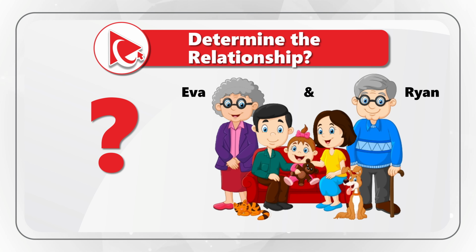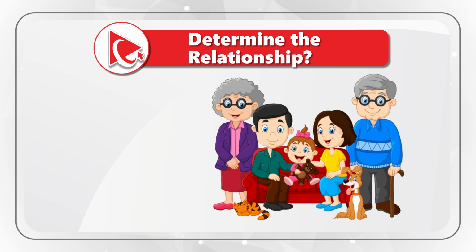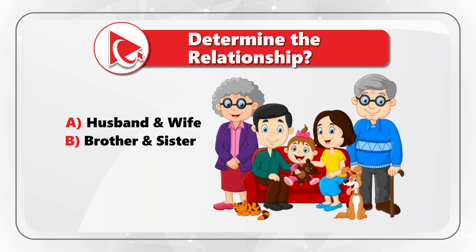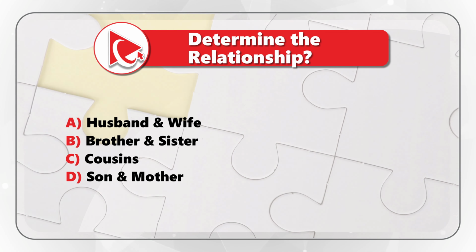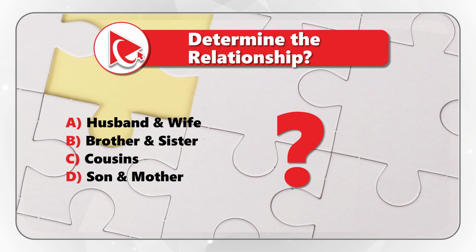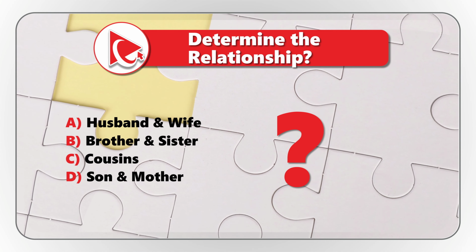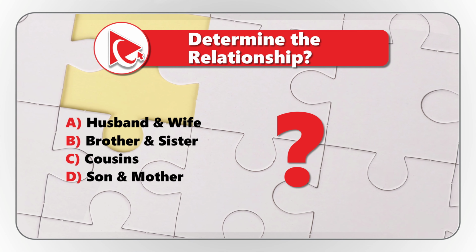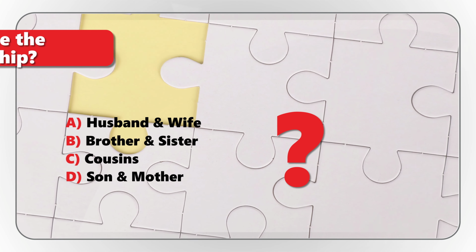And you have 4 different choices to select from. Choice A, husband and wife. Choice B, brother and sister. Choice C, cousins. And choice D, son and mother. Do you know the answer? Take a close look to see if you can solve this puzzle. See if you need to pause this video to maybe get to the correct relationship.